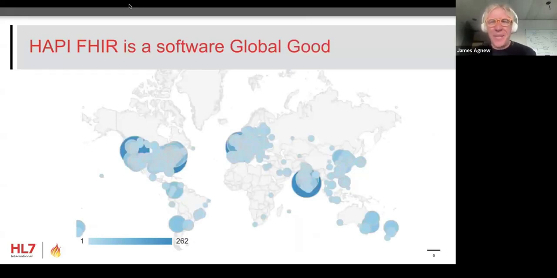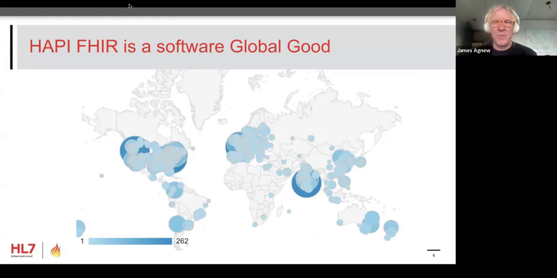HAPI over the many years, and I will get to actually talking about the library itself and what it does in a moment, but I will say we call ourselves a software global good. We are truly global in scope. This picture, which is a Google Analytics tracker, is a thing that I've often referred to over the years. In many ways it serves, I think, as a good proxy for where FHIR itself is getting used around the world. This map represents hits to our documentation pages for HAPI FHIR.